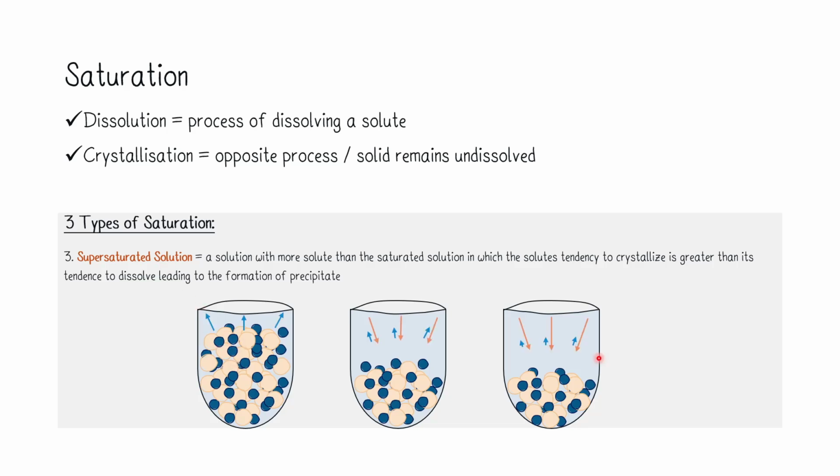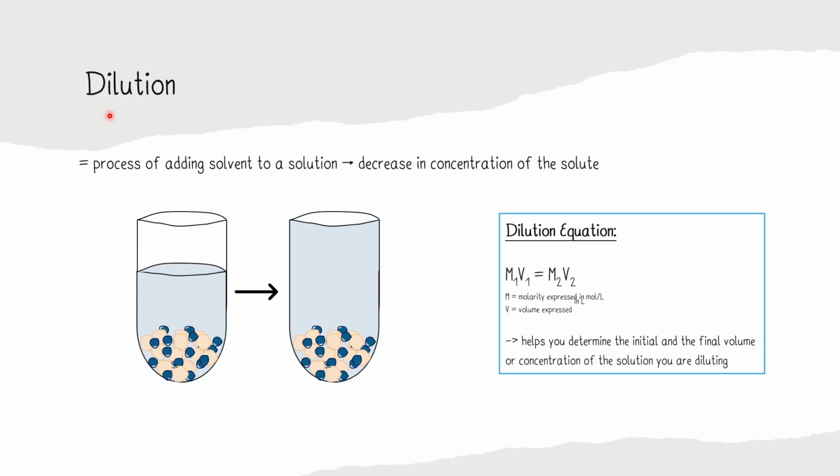Another important concept to mention is the concept of dilution. And dilution is the process of adding solvent to a solution. So in our example, we have our solution of some concentration of salt within water, and then we add more water. And this, of course, then will decrease the concentration of the solute. And therefore, we have this wonderful dilution equation. With this dilution equation, we can determine the initial volume and concentration of the solution, and we can also determine what is the concentration of our solute after we have diluted this solution.